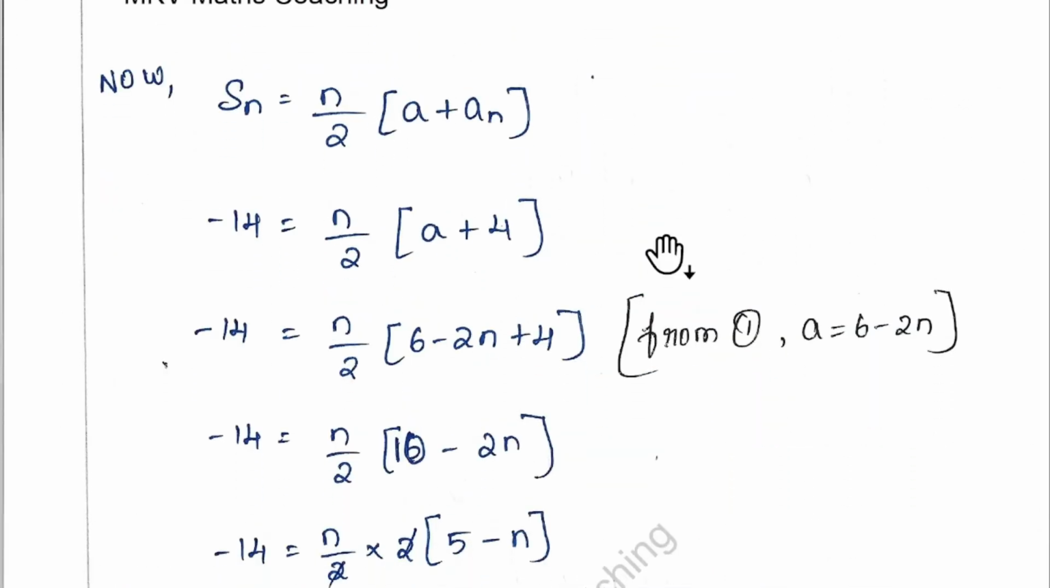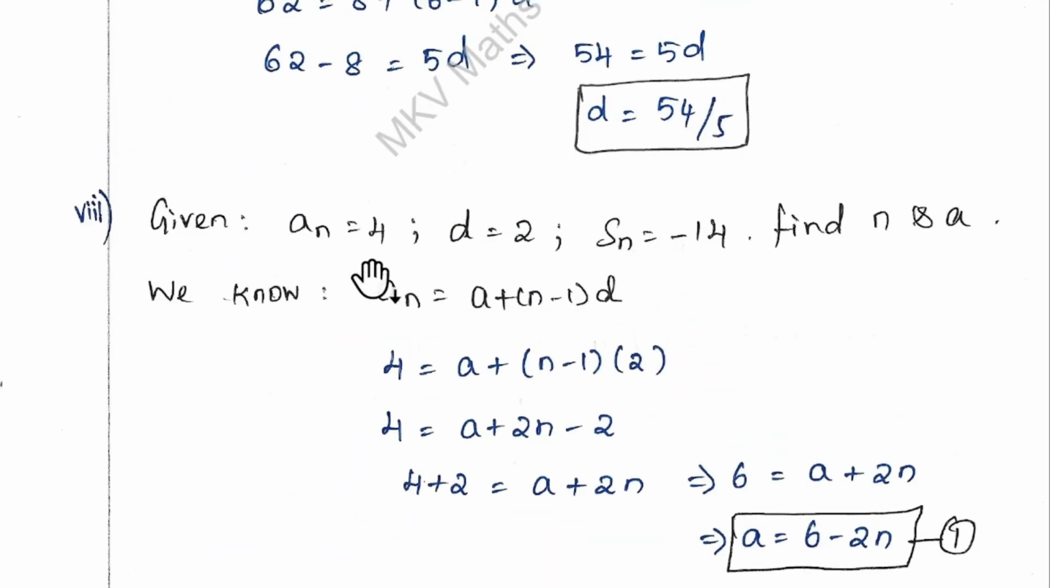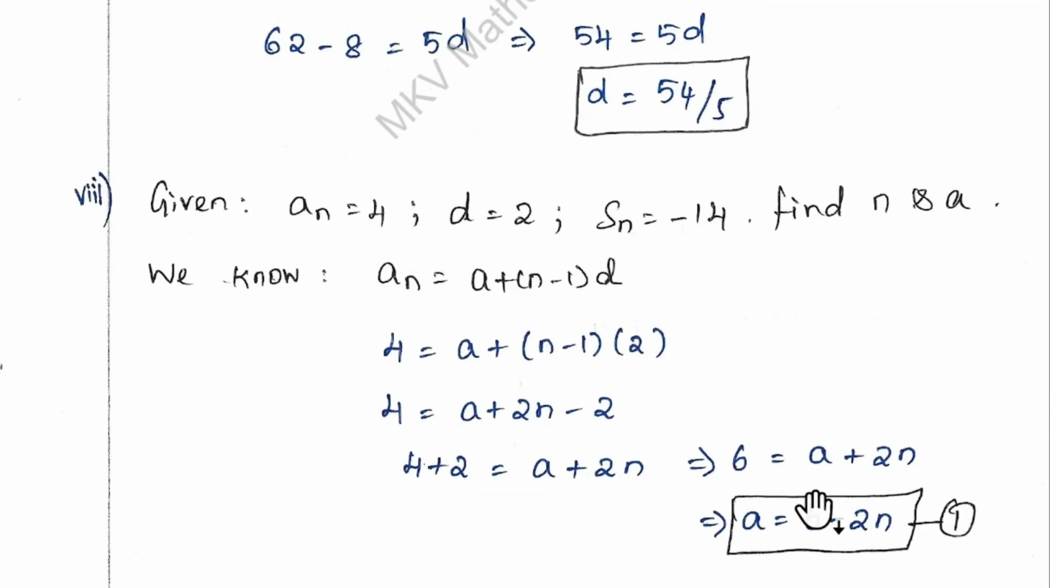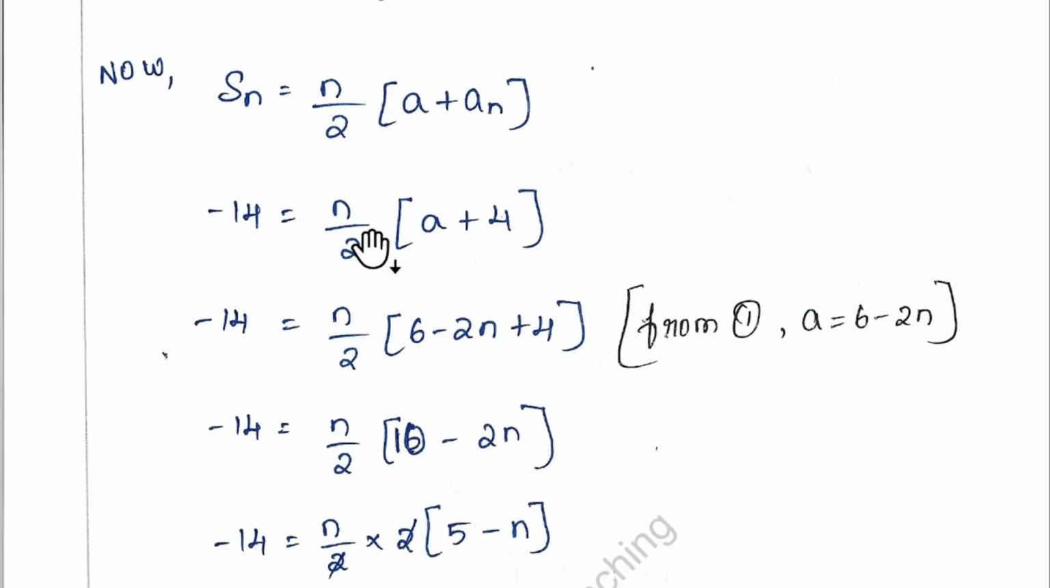Okay. So take the Sn formula now. Since you know the an value, I can take the shorter formula, right? n by 2 (a plus an). Sn is minus 14, n by 2 (a plus an), an is 4. I can also now substitute a. Instead of a, I can use this substitution method. I have changed a in terms of n, so I'm going to substitute 6 minus 2n instead of a. So everything is in the n variable, right?